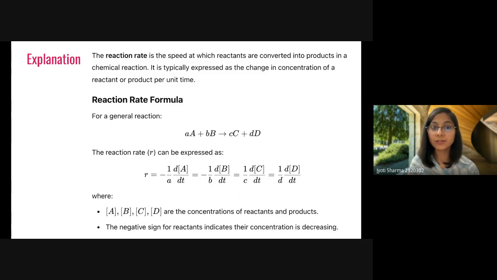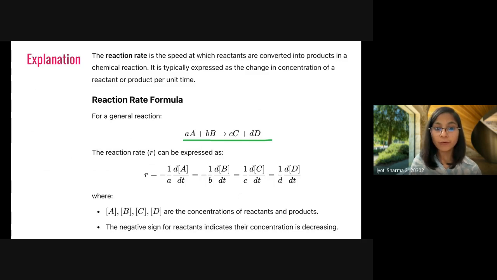So if you are talking about this reaction rate in terms of reactants only, then how can you see it? For example, you have one basic balanced equation: aA plus bB, where capital A is the concentration of one reactant, and capital B is the concentration of the other reactant, and this gives cC plus dD.